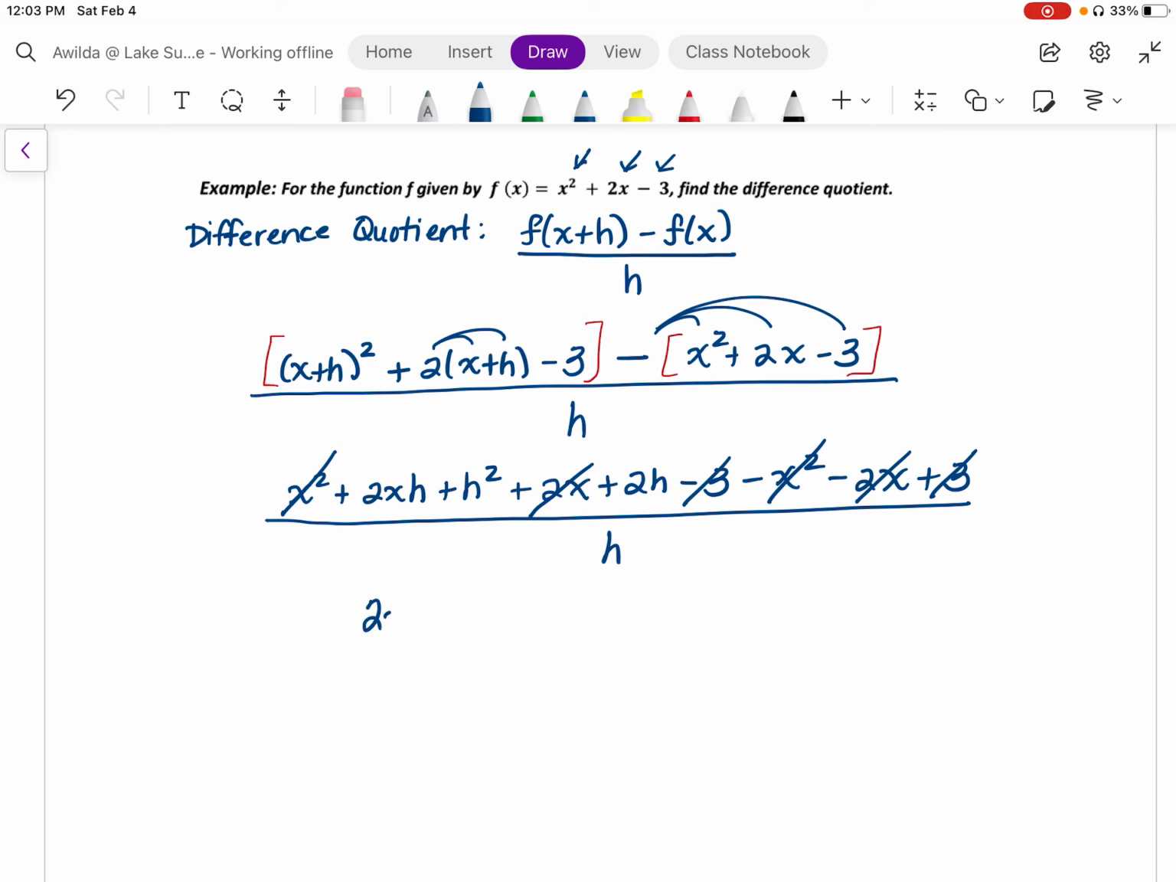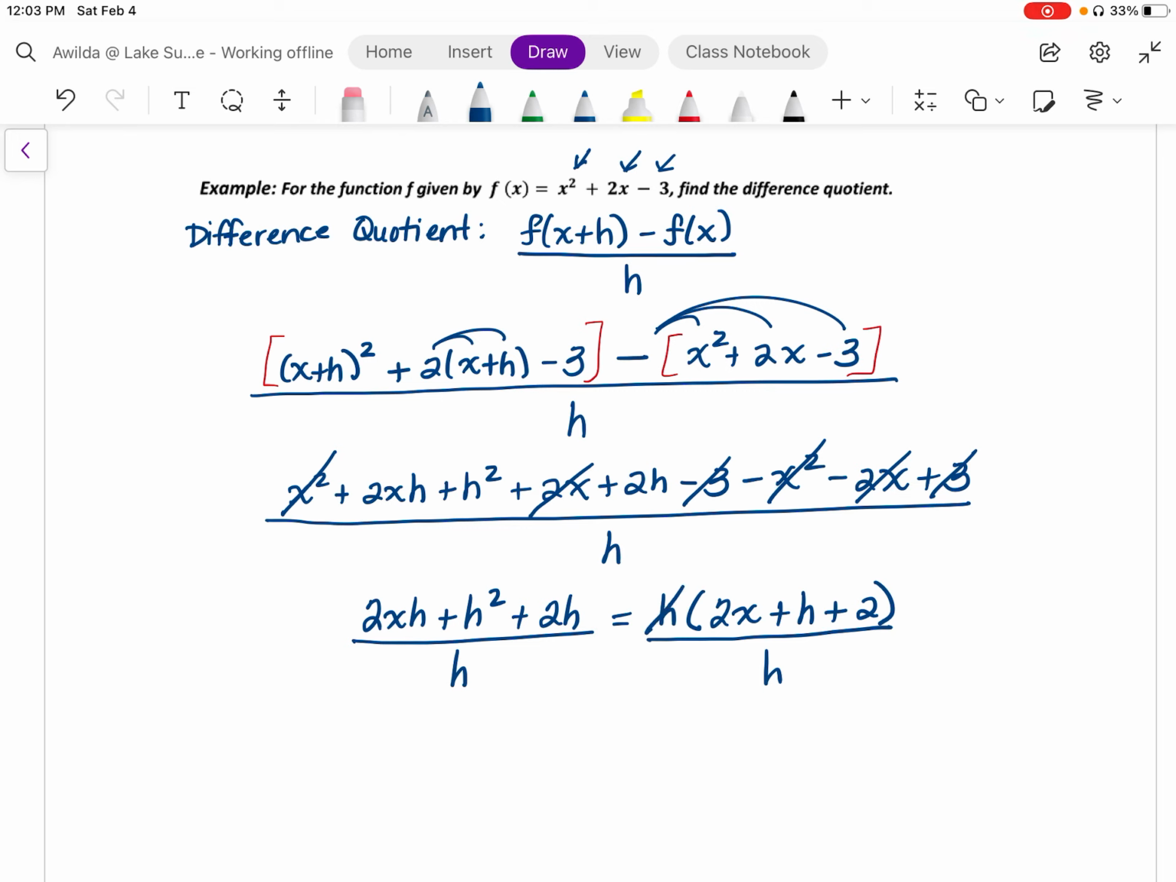We have a 2xh plus h squared plus 2h all over h. Well, it looks like we can factor out h as a common factor in the numerator. So we have h times 2x plus h plus 2 all over h.